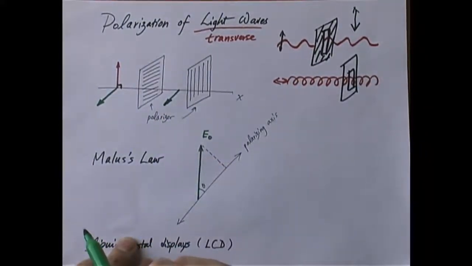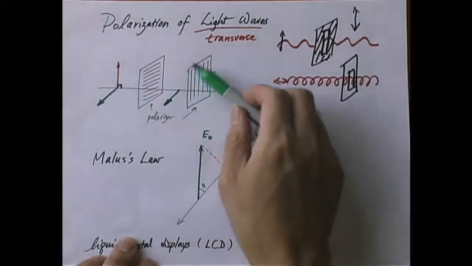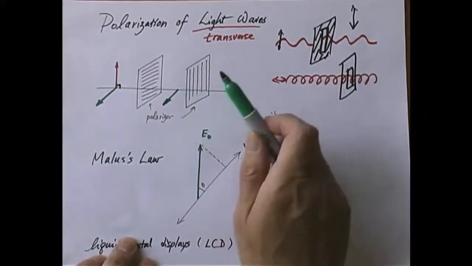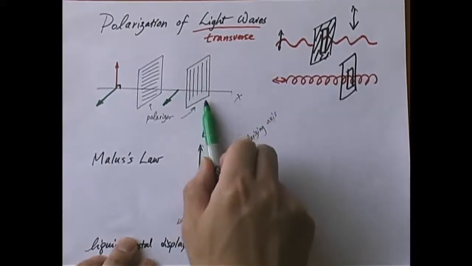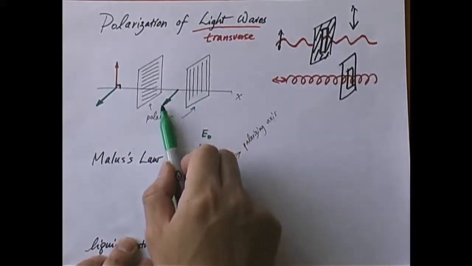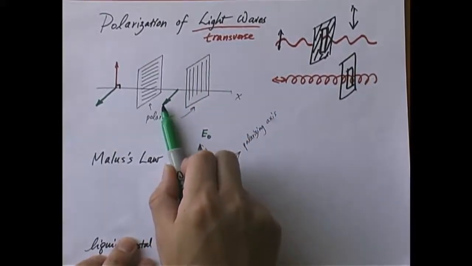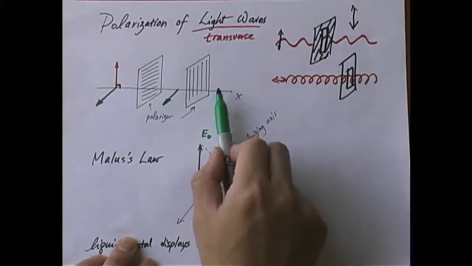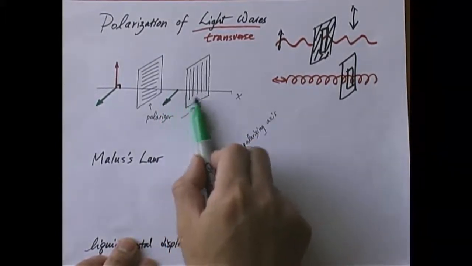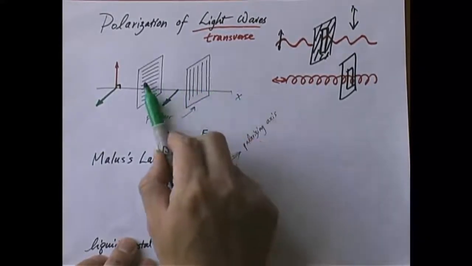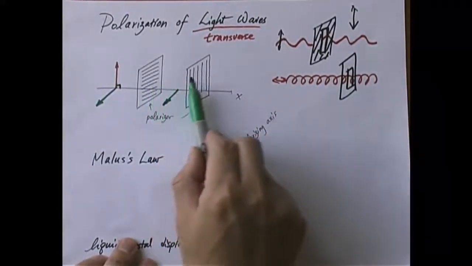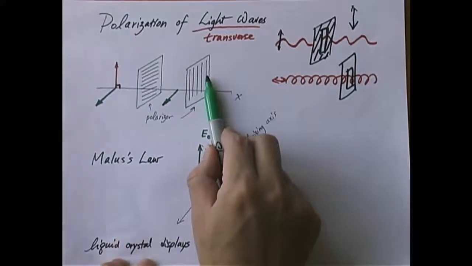And then what happens if you put a second polarizer? This polarizer can only allow oscillation in the red direction, but there is only a green component left in the wave, right? There is no red component left. So after going through the second polarizer, what happens? No light can go through anymore. These are two polarizers that cross each other at 90 degrees.